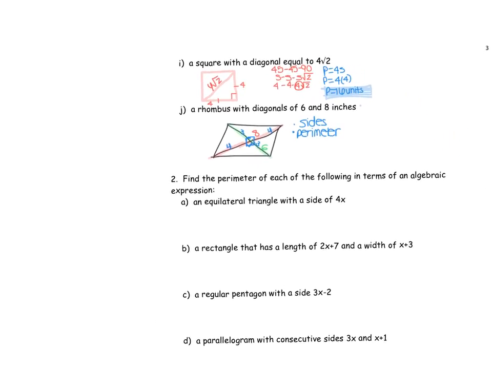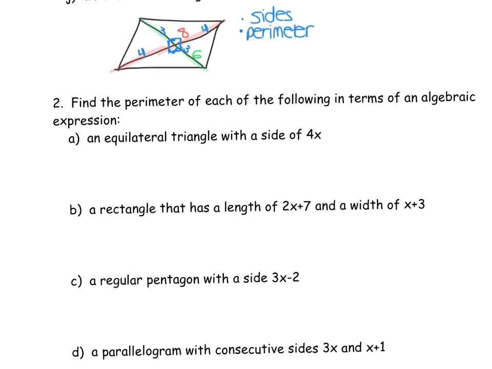Okay, so next is taking this and putting it into algebraic terms. Some of these, you'll see the directions say to find the perimeter of each of the following in terms of an algebraic expression. That means that these are going to be left as algebraic expressions, meaning they're going to have an x with them. So we're going to go down to B.